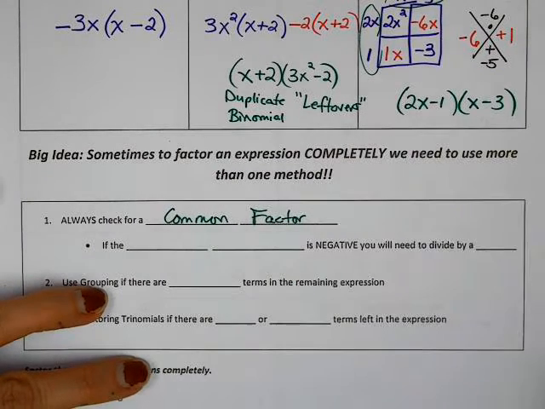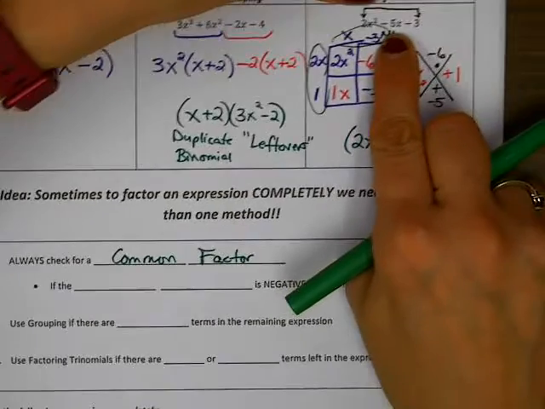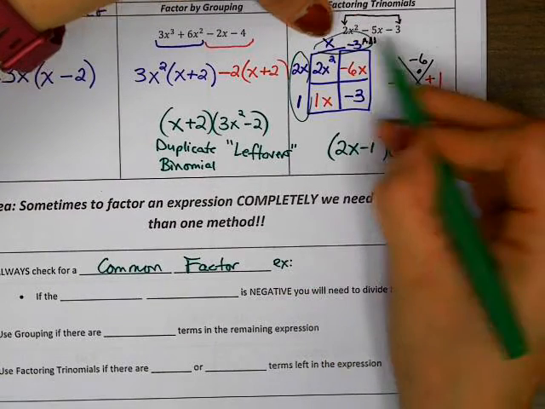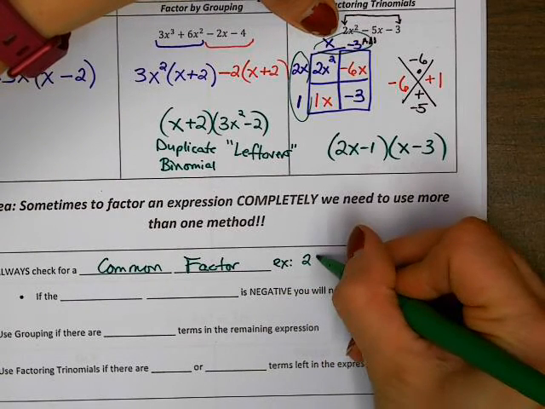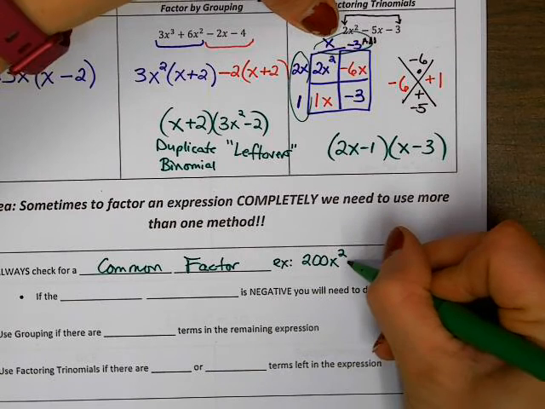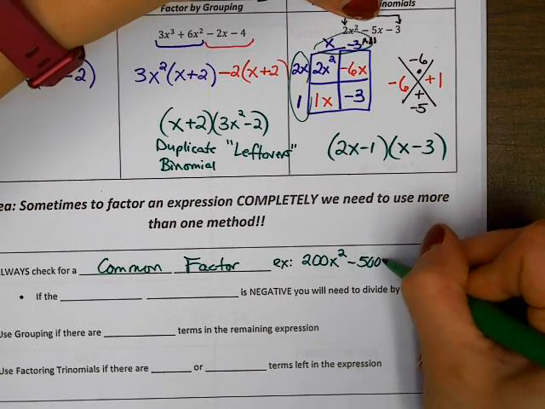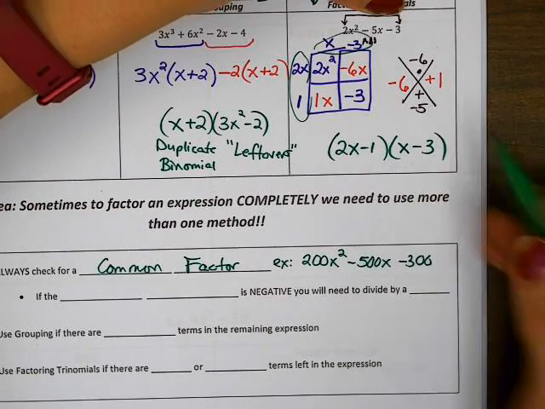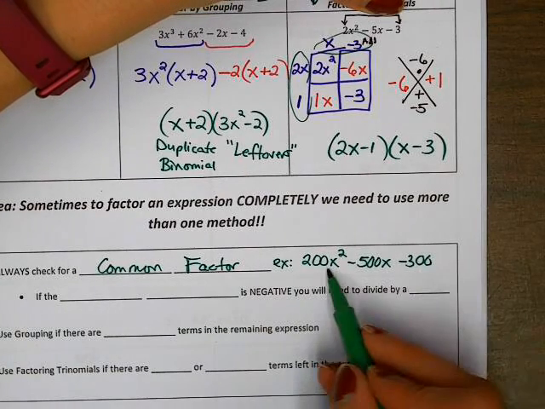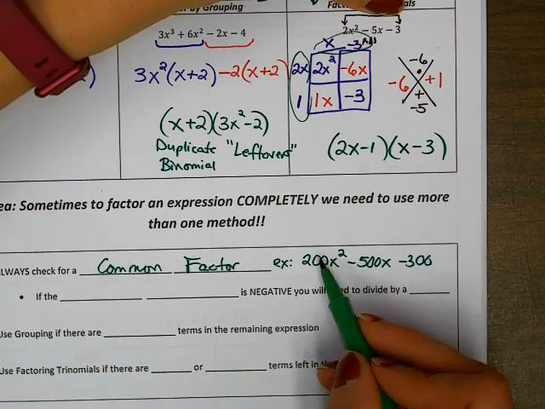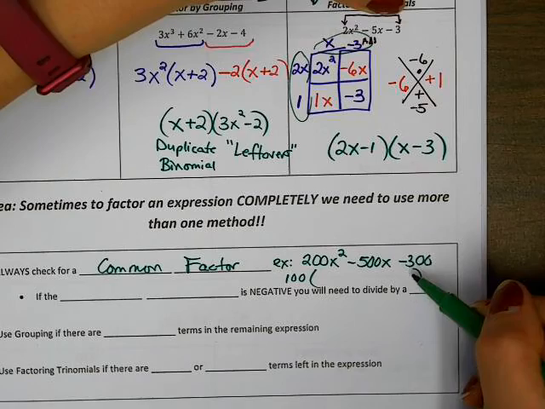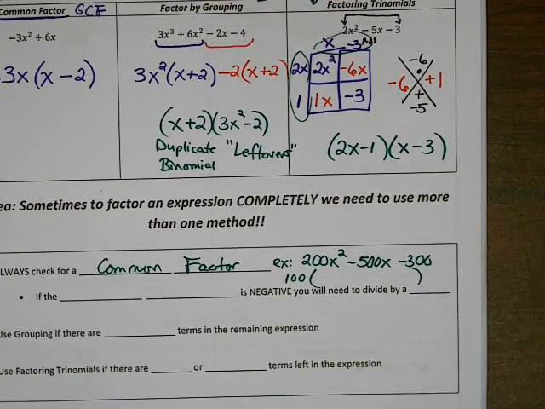If they all have something, take it out first. What if this problem right here, instead of this, was 200x squared minus 500x minus 300? Wow, that problem would have been really difficult to do, except they all have a 100. So what I'll do maybe is factor out a 100. I'll do that first, okay?